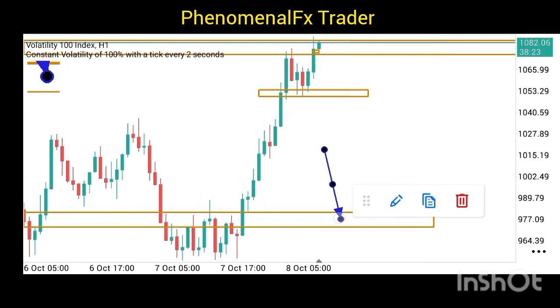Then we'll be expecting the market to do what? To sell towards this level right here. On the market getting here, you'll make so much profit from it. You can make so much profit from this particular setup.